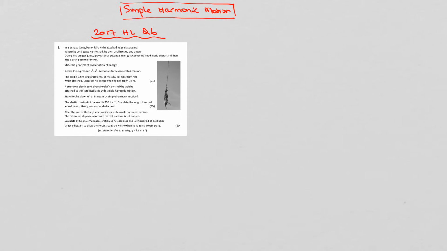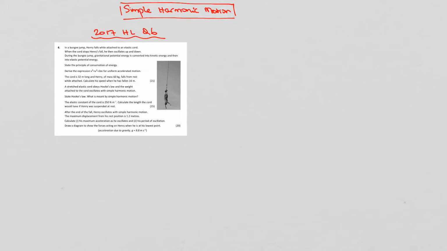Simple harmonic motion, 2017 higher level, question 6. So as always, when we're looking at exam questions in physics, it's always a problem because there's quite a lot of reading in one question alone and no parts labelled 1, 2, 3, 4, 5, 6. So the biggest advice I can always give to you when doing exam questions is to actually number the parts.